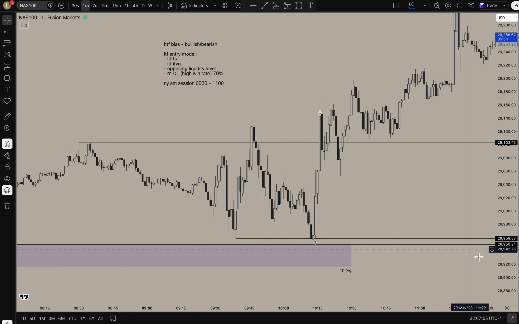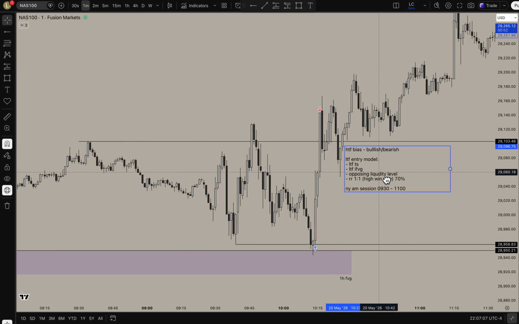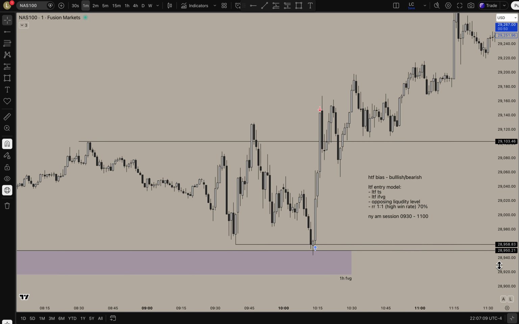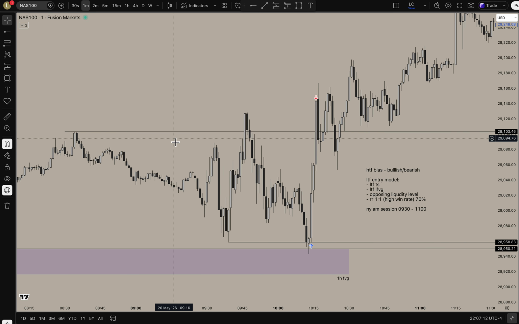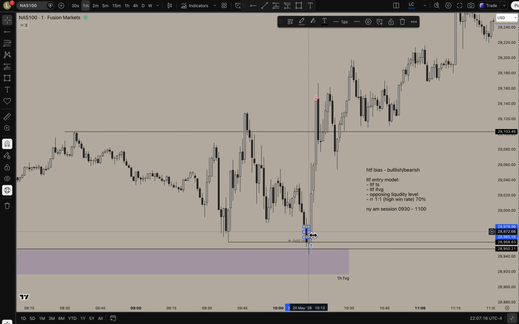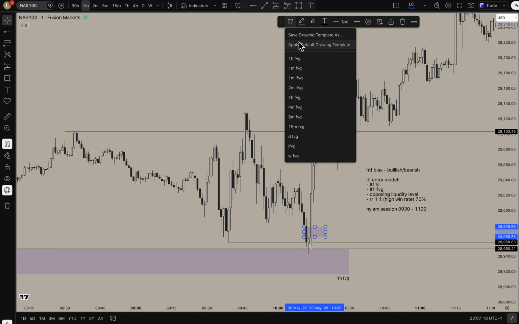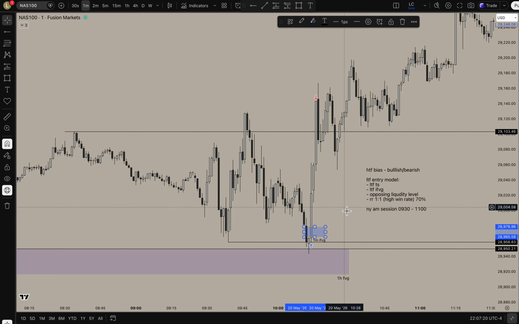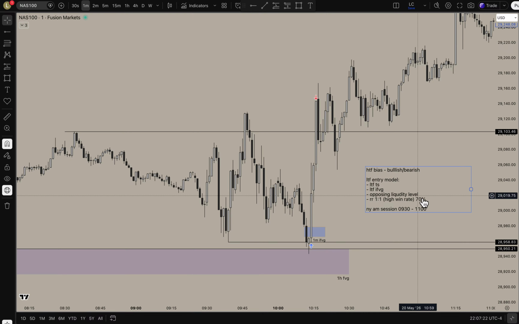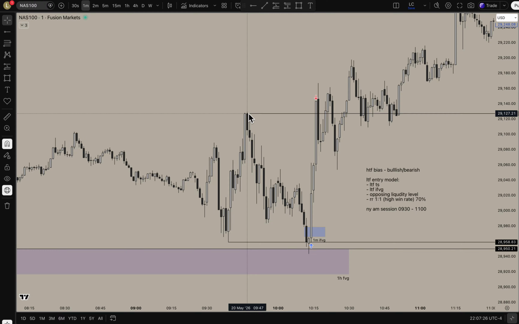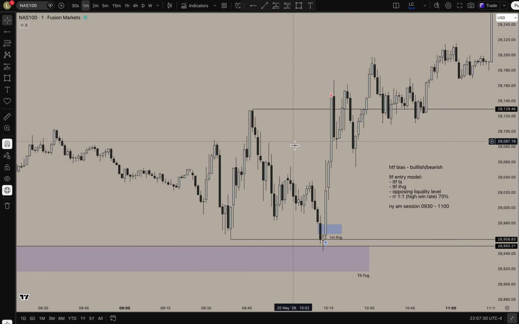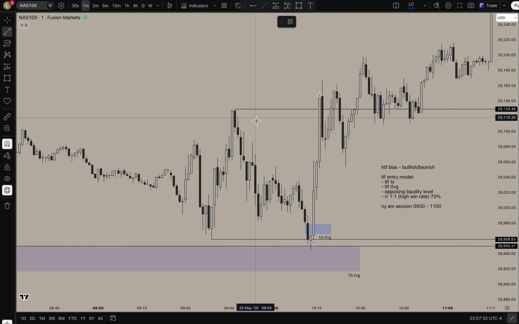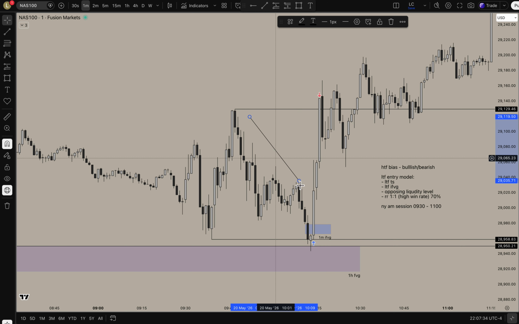Was there a turtle soup? Yes. Was there a lower time frame inverse fair value gap? Yes, right? There was an inverse fair value gap here, a 1 minute inverse fair value gap that's here. Do we have an opposing liquidity level? We do. The opposing liquidity level stands here at 29,129. An added bonus here is that price put in a low resistance liquidity here.